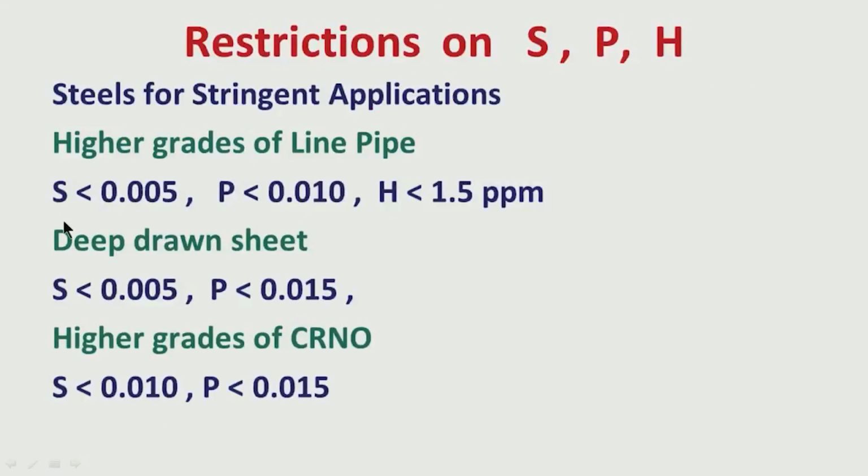Line pipe steel, sulfur, phosphorus, all have to be very, very low, less than 0.05 sulfur, less than 0.10 phosphorus, hydrogen less than 1.5 ppm. Similarly, deep drawn grade and higher grades of CRNO, stringency on sulfur and phosphorus.